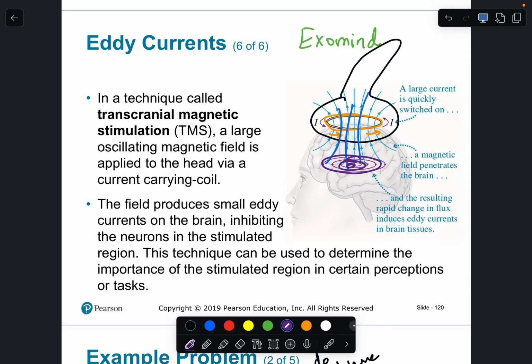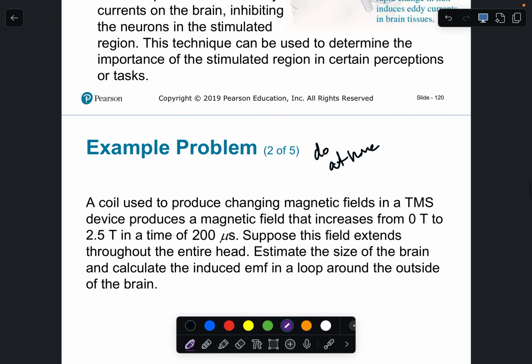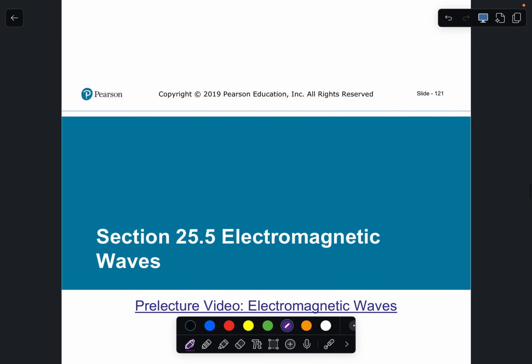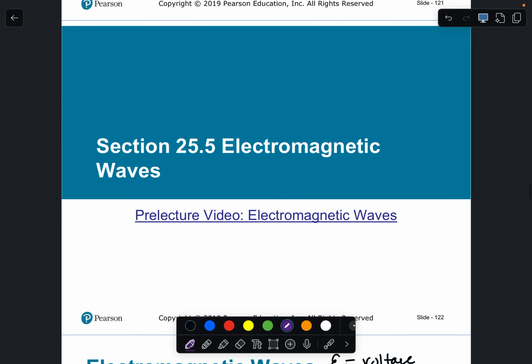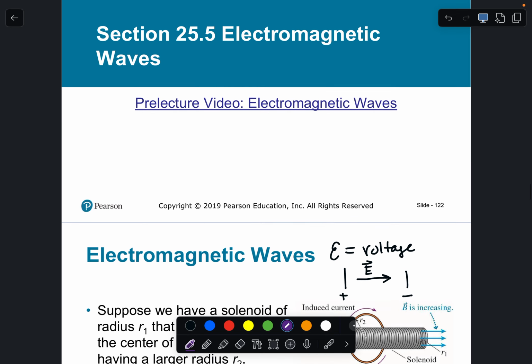So we're going to close out this chapter by combining, we spent a lot of time talking about electric fields. We've spent a lot of time talking about magnetic fields. Now it's time for them to join together into an electromagnetic wave, okay? So we're going to talk about electromagnetic waves.